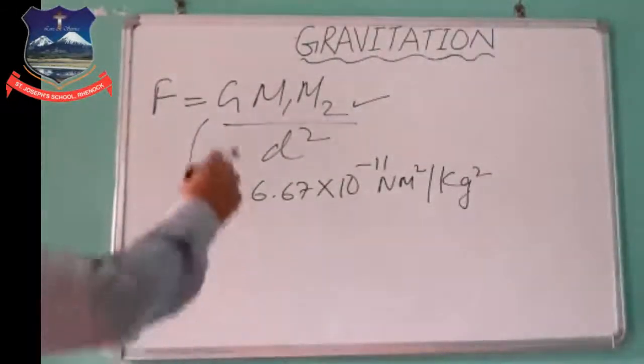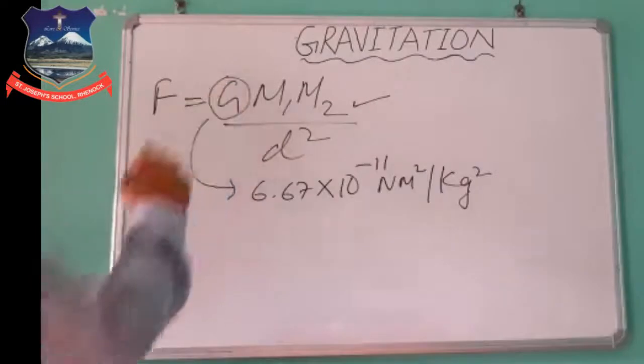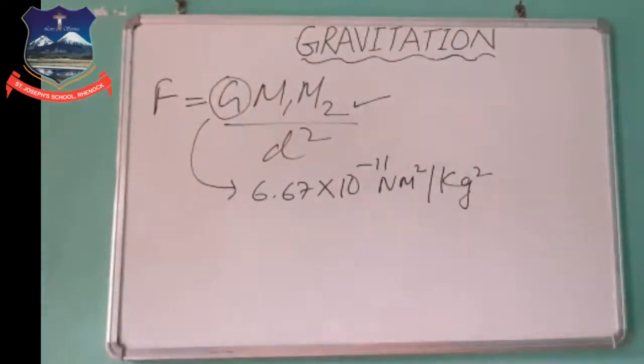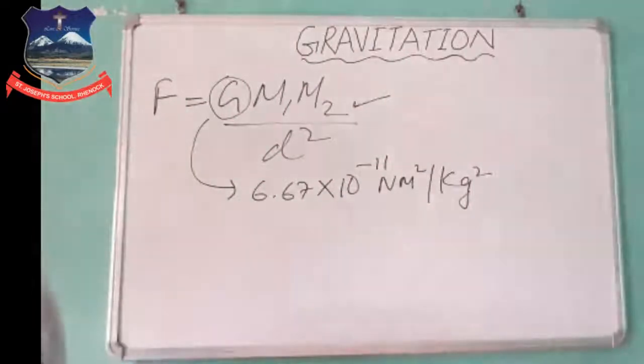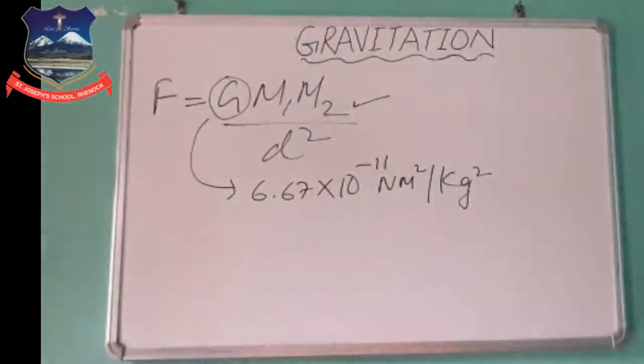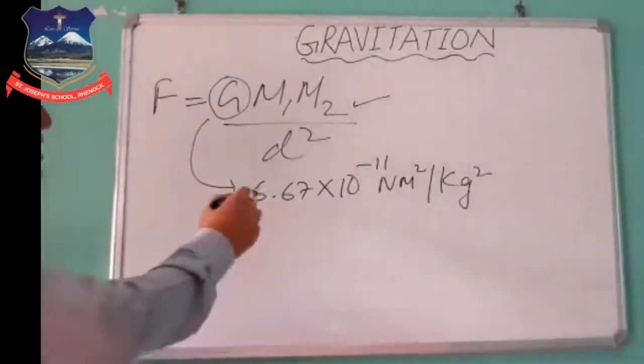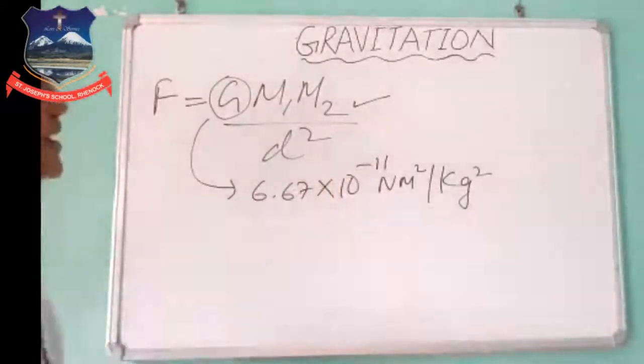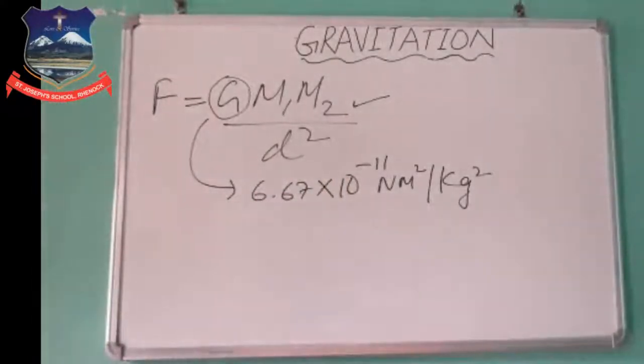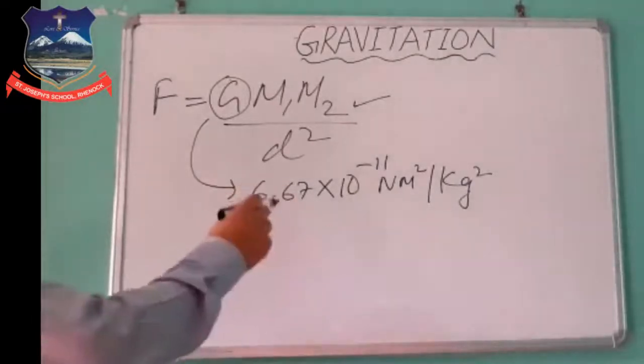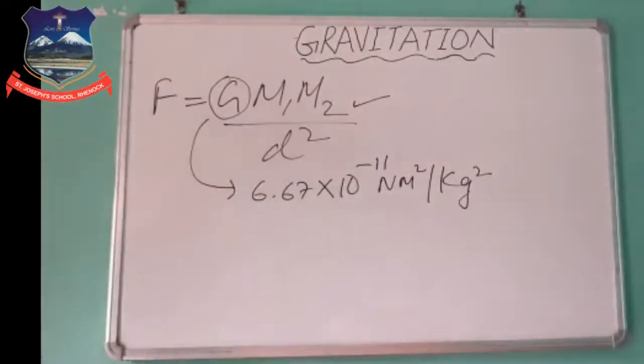Okay, now this G is constant everywhere, and it is known as the universal constant because the value of G is the same everywhere. The value of G is 6.67 times 10 to the power of minus 11 Newton meter square per kilogram square. And Newton's law of gravitation is also known as the inverse square law.